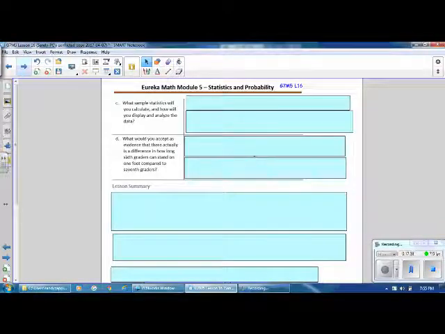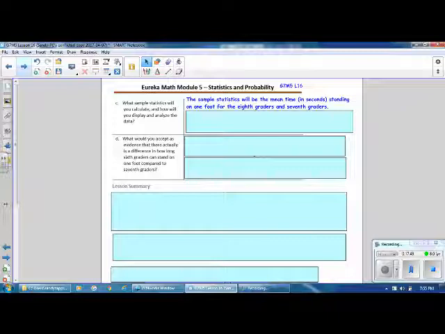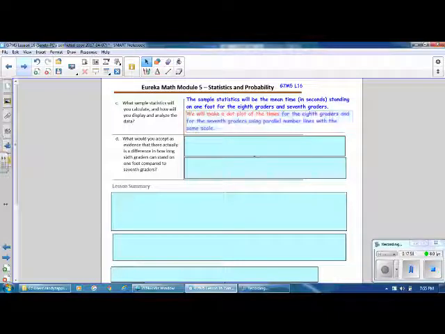Question C. What sample statistics will you calculate and how will you display and analyze the data? The sample statistics will be the mean time in seconds standing on one foot for the 8th graders and for the 7th graders. We will make a dot plot of the times for the 8th graders and for the 7th graders using parallel number lines with the same scale.